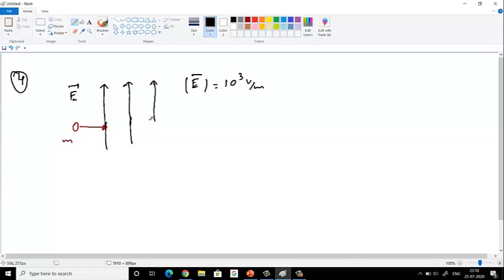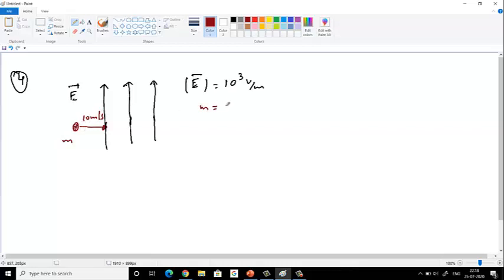Where is the electric field? In the y direction, and we are projecting a particle in the x direction. What is the mass of that particle? Mass m. With how much velocity are we projecting it? 10 meters per second. This is the initial velocity, 10 meters per second.